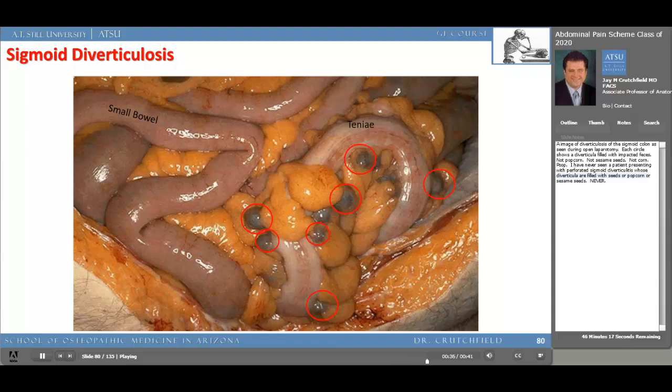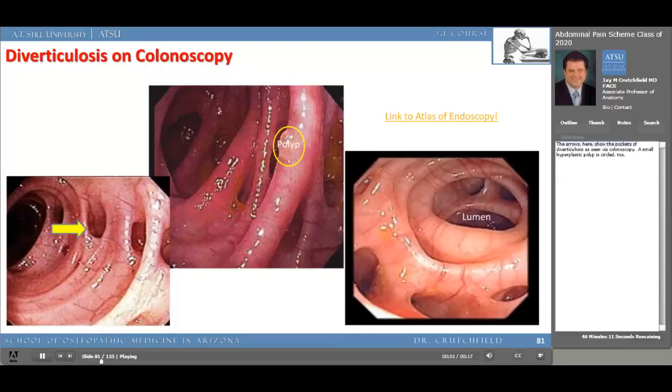We believe, but we don't know for sure, that diverticuli occur as a result of a weakness in the bowel wall at the point where the blood vessel actually enters the lumen of the bowel. That's what these pictures are trying to show us. Let's take a look further at some more diverticulosis.